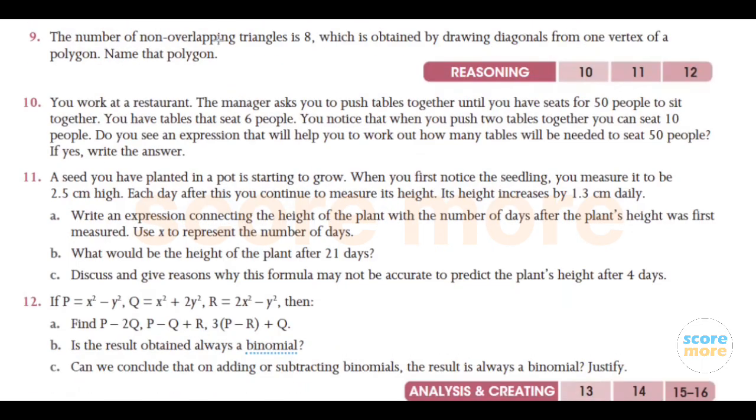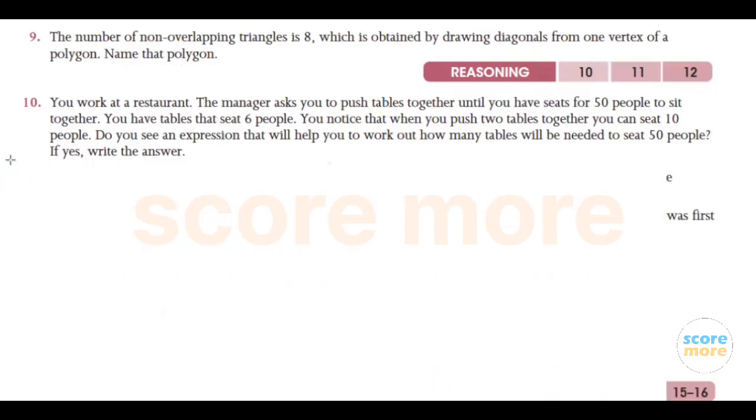The number of non-overlapping triangles is 8, which is obtained by drawing diagonals from one vertex of a polygon. Name that polygon. तो बच्चों पहले ये समझते हैं कि diagonal का मतलब क्या होता है. Diagonal means that in a polygon, let's suppose this one is a polygon, we are joining two non-adjacent vertices. अगर ये है A, B, C and D. A, D and C, D are adjacent points. But B and D are non-adjacent points. तो जब भी हम दो non-adjacent points को join करेंगे तो बनेगा हमारा diagonal.